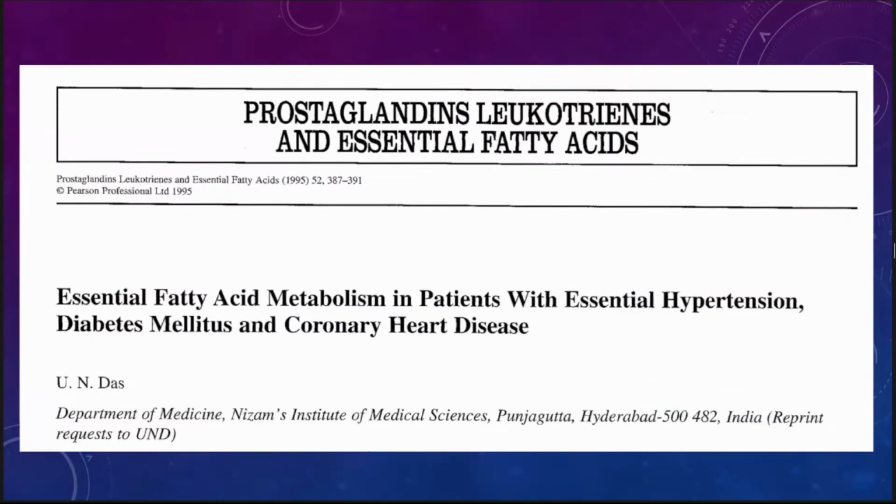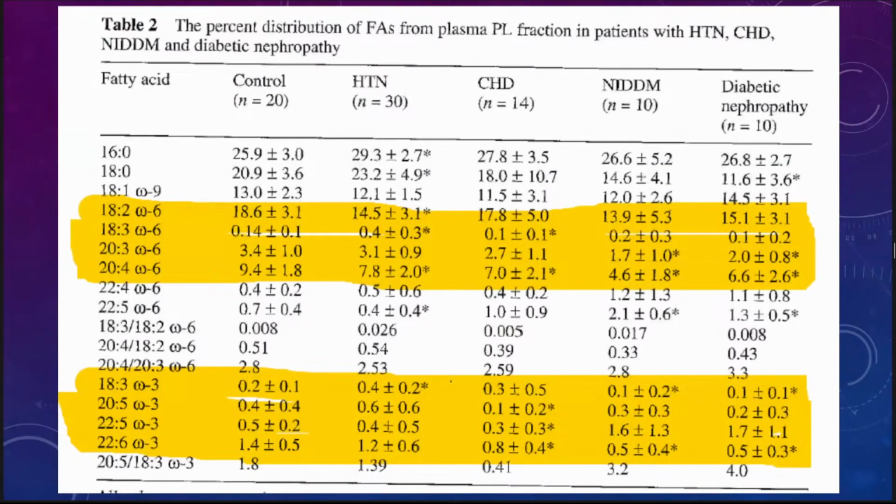Back in 1993, we started looking at these fatty acids in patients with several diseases like essential hypertension, diabetes mellitus, and coronary artery disease. And when I say diabetes mellitus, it is type 2 diabetes, which is not insulin dependent. So we measured at that time the plasma phospholipid fraction, the fatty acid distribution in these patients. And then we found very interesting changes. This is a slide showing the levels of various fatty acids in the plasma phospholipid fraction of these patients.